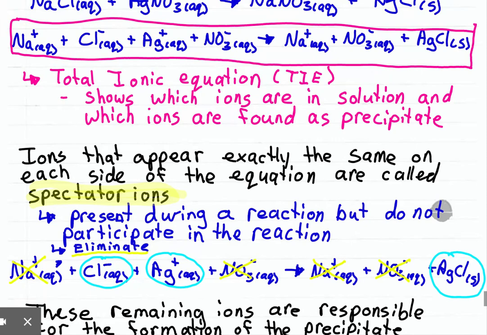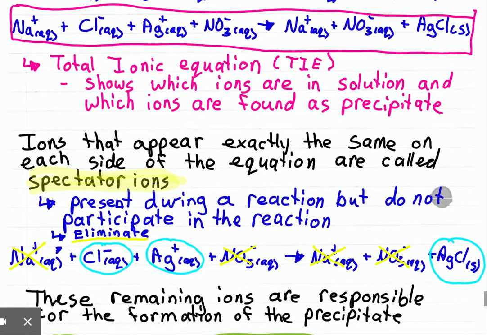So we call them a spectator, okay? Just like somebody sitting at an NHL hockey game in the stands. They're at the hockey game, but they're not playing the hockey game. They are spectating the hockey game. Okay, so the sodium, the nitrate, they are spectating the reaction. Because they're spectating the reaction, we can eliminate them. So we can cross them out, which is what I've done in yellow.